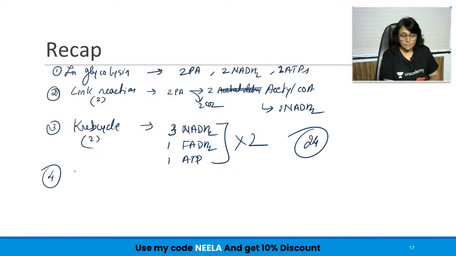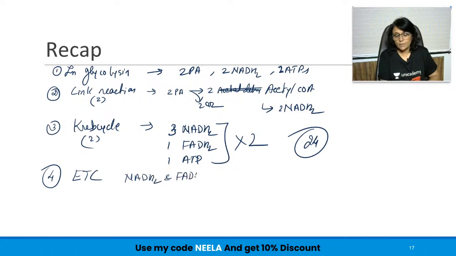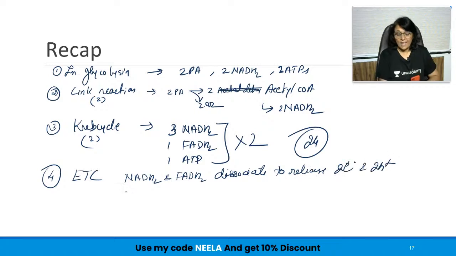So this ultimately is going to help in that balance sheet. Fourth step was electron transport chain. In electron transport chain we are not getting anything. Here NADH2 and FADH2 dissociate to release electrons and protons, and it creates a gradient, a proton gradient.